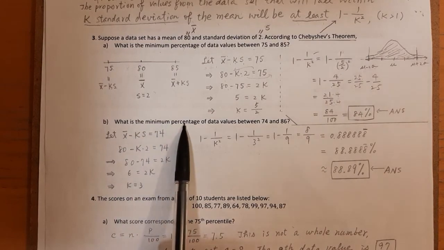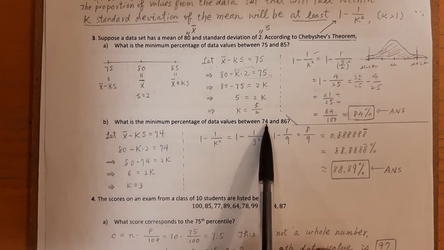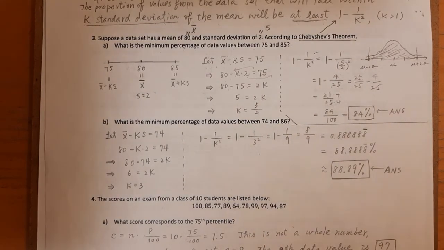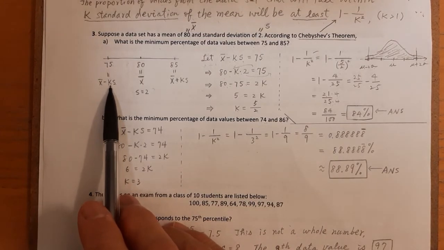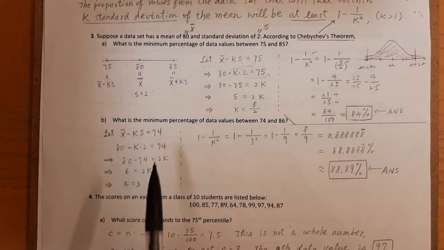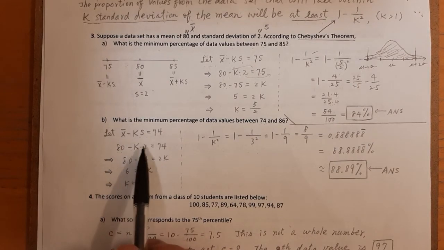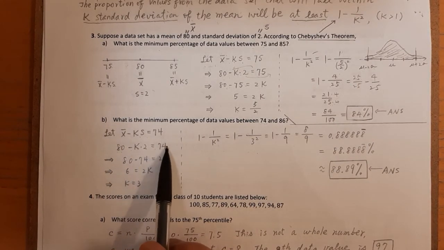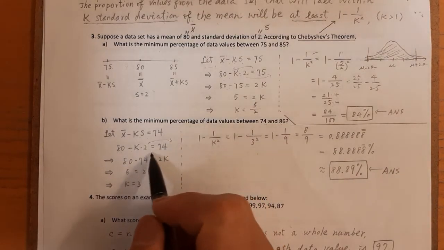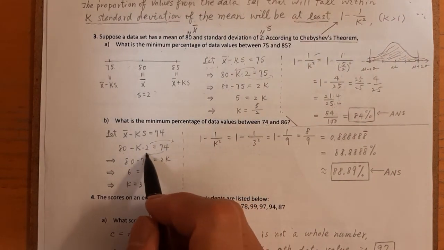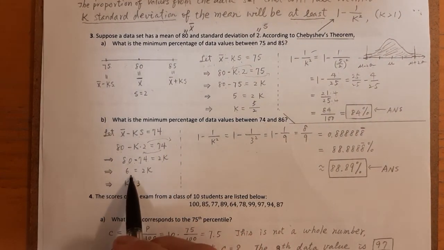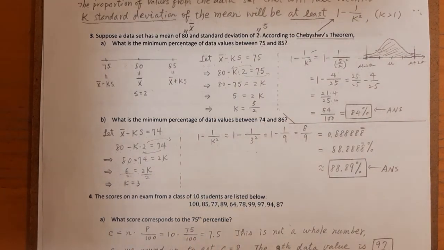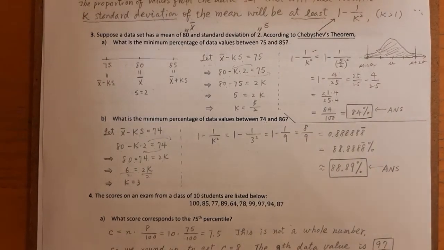What is the minimum percentage of data values between 74 and 86? So you let 74 equal x bar, the mean, minus ks. Solve for k. Mean is 80 minus k times standard deviation 2 equals 74. Move over, change the sign, get 2k. 74 moves to the left, becomes minus 74. 80 minus 74 is 6 equal 2k. Divide by 2 both sides. So k equals 3. So it's 3 standard deviations above the mean.